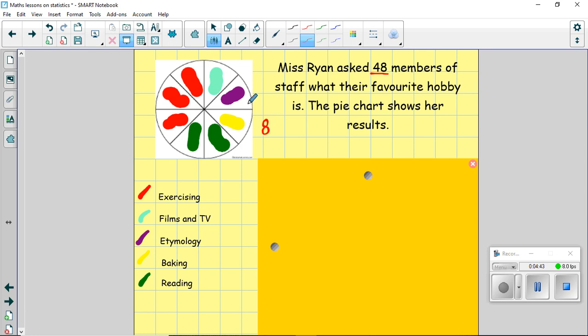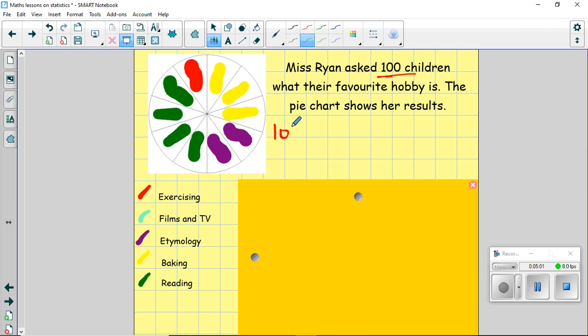So if she asks 48 members of staff and there's 8 sections, that's 48 divided by 8, that's 6. So each section is worth 6 adults. And then 6 times 8 is 48, which is how many people she asked. Now on the children's one, each section isn't worth 6, because she has 100 children and there's 10 sections, so it's 100 divided by 10, which is 10. So in this one, each section is worth 10 children. And that's really, really important to do when you're working with pie charts.